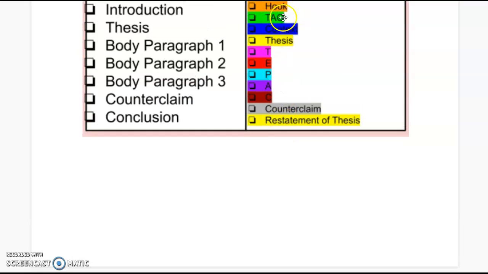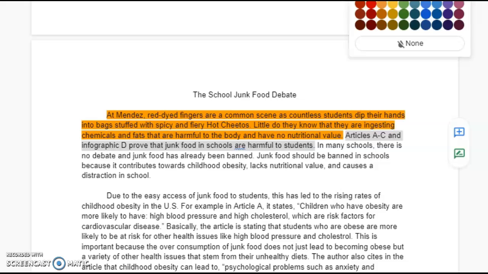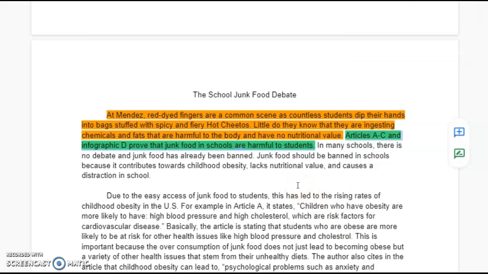Right here, we are talking about the title of our articles. We're talking a little bit about the genre of them while we don't mention the author. This is tag, okay? So we're going to highlight that green. Remember, they go right after each other. It's hook, tag. Then, our next sentence, in many schools, there is no debate and junk food has already been banned. Think about what that sentence is doing. If you're not sure what that sentence is doing, it's providing context to what we will be writing about for this entire paper. So I'm going to go ahead and highlight that. Since it's going to be context, that's a dark blue right there. I'm going to go ahead and highlight that as well.